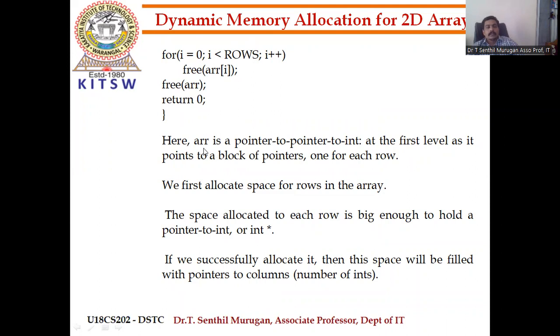So here ARR is a pointer to integer. That means we are using double asterisk, that is, pointer to pointer. The first level points to the block of pointers. We will first allocate space for rows in the array, and the space allocated to each row is big enough to hold a pointer to integer. If you want to allocate only one row, we need only one pointer. But if we don't know how many columns there will be, then we have to create them accordingly. If successfully allocated, this space will be filled with the pointers to columns.